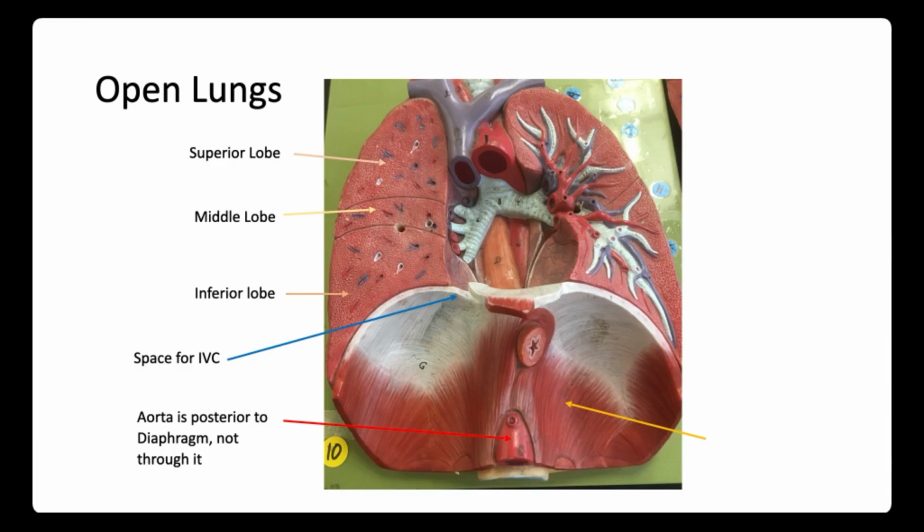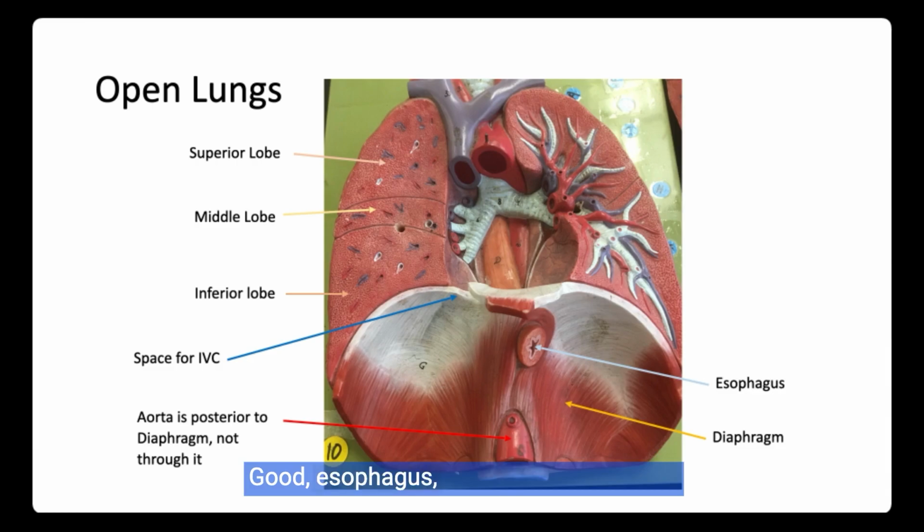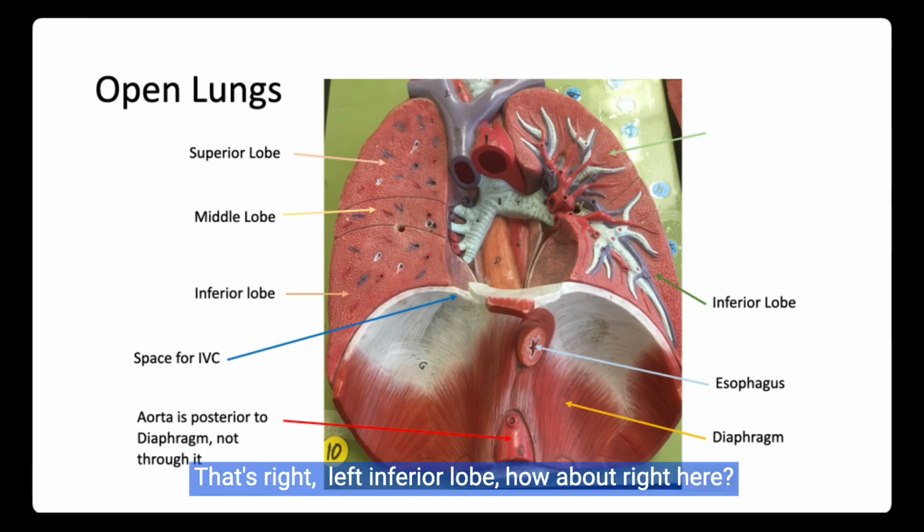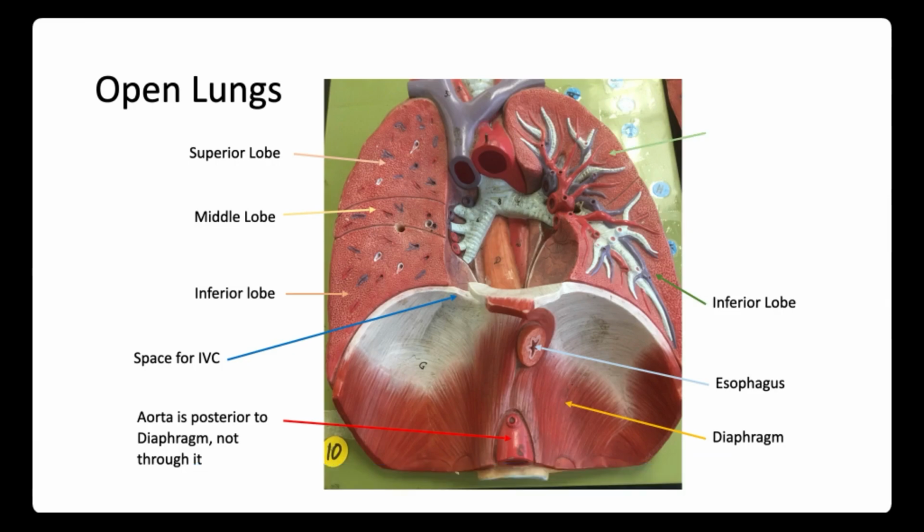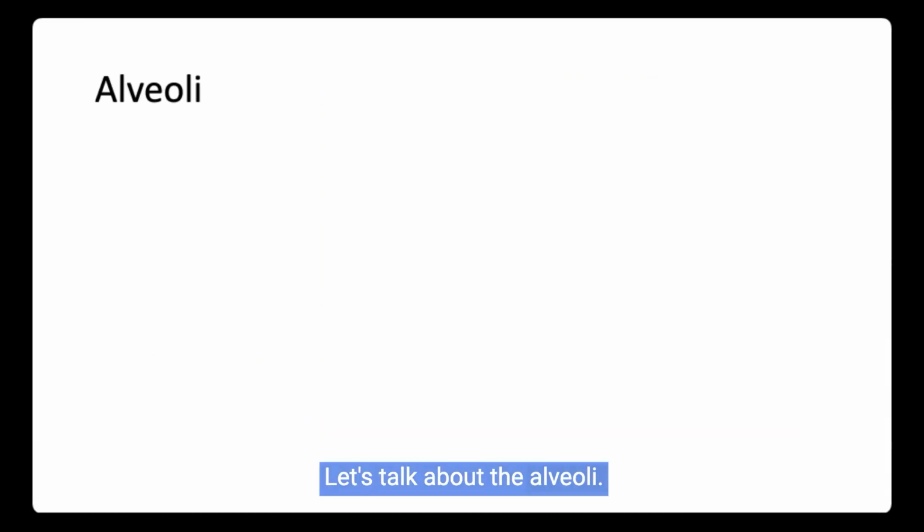How about here? That's right. Diaphragm. How about here? Good. Esophagus. What about right here? That's right. Left inferior lobe. How about right here? Good. Left superior lobe.